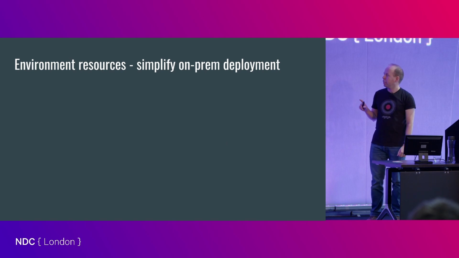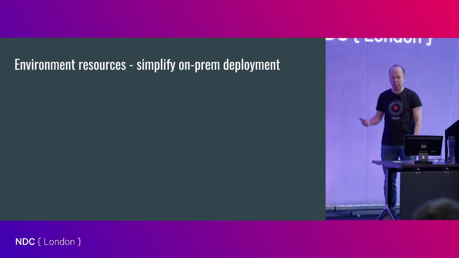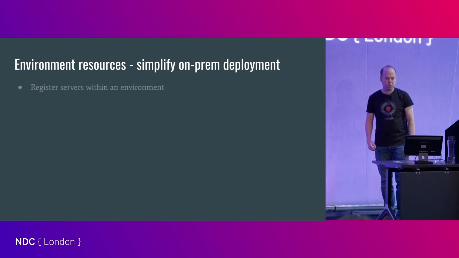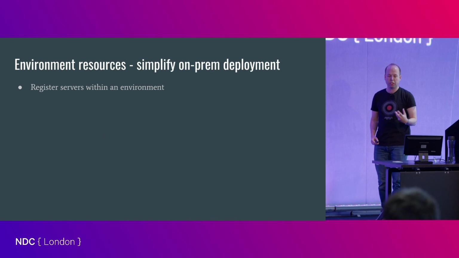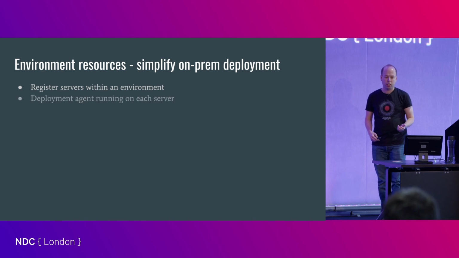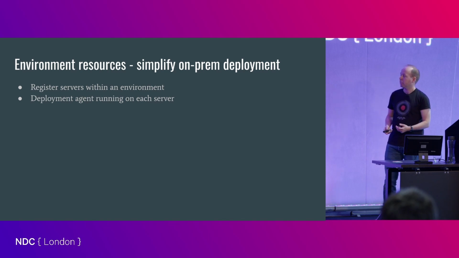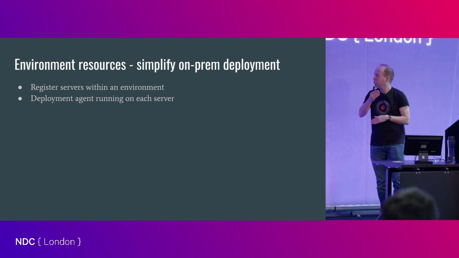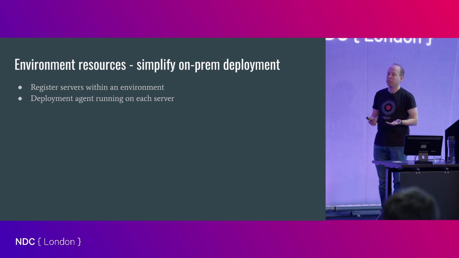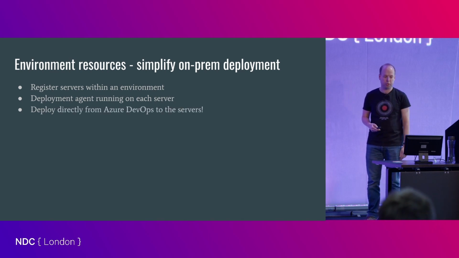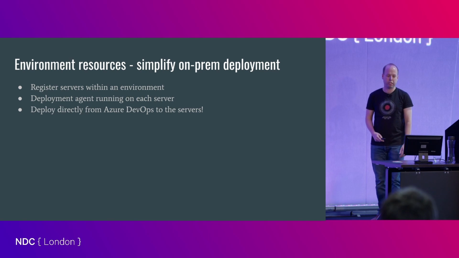But slightly hidden inside environment is another tab called resources, where you can add resources. And I started playing around with that and found that this was really useful. Because what you do there is that you register all your servers that you use in your environment, or at least the servers that you deploy to. And you do this by installing a deployment agent on each server. So when you do that, they self-register with Azure. And this way, Azure DevOps is aware that those servers exist, and it can deploy directly to them. So directly from Azure DevOps into the servers.